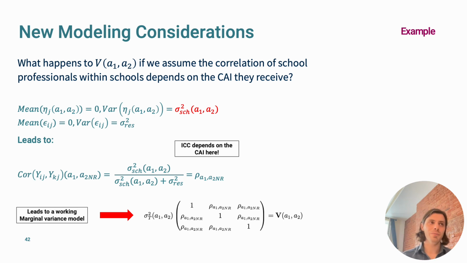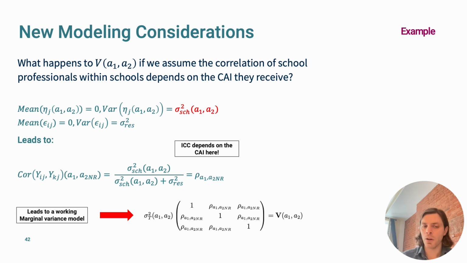And, because of that, certain school professionals are still going to be offering more than others. There's going to be a little bit of correlation because they're in the same school, but rep hasn't really changed anything. So you would think that those outcomes are going to be correlated, but to a lesser extent. So if you think this is the case, then your variance of that school level intercept is not just sigma squared of school. It's sigma squared of school of A1, A2, because it's going to vary based on which clustered AI was received by that school.